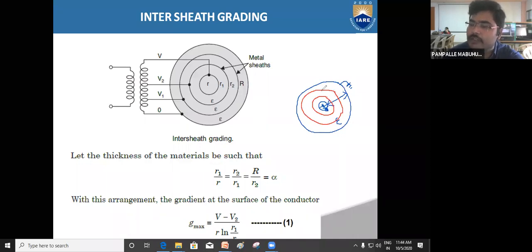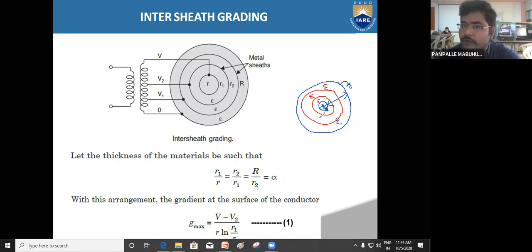You are placing metallic sheets in between the conductor and the sheath. Here I am going to use 2. So the material will be the same. Here also you will have the same material, so its epsilon will be the same. Here also the epsilon will be the same, and on the inner side also the epsilon value will be the same. In capacitance grading you use 3 different dielectrics, but here only one dielectric material.